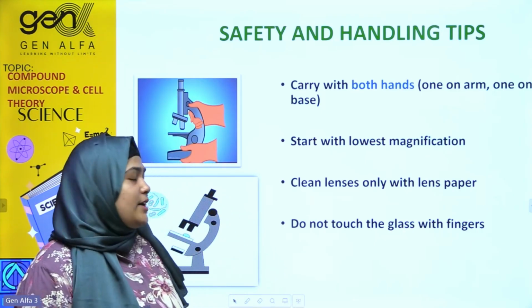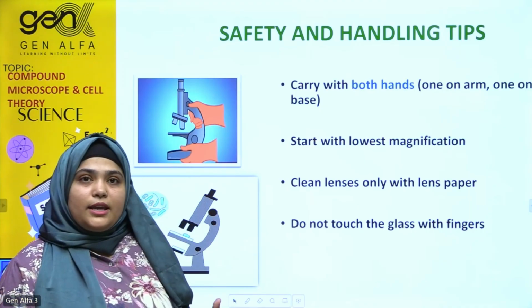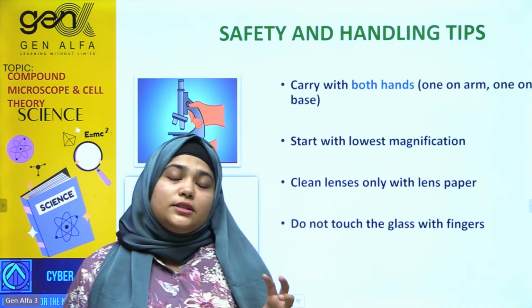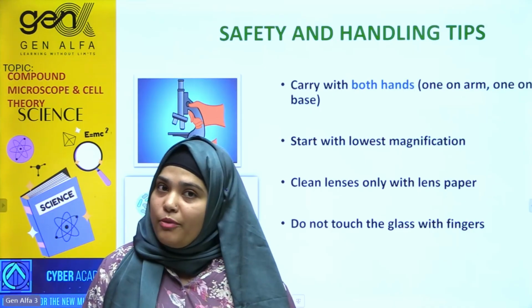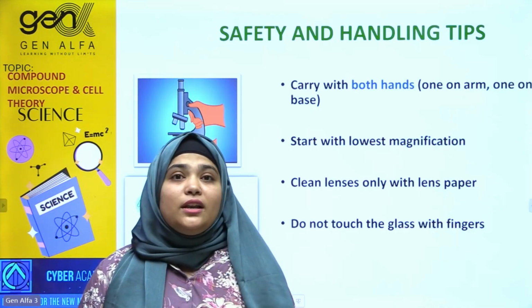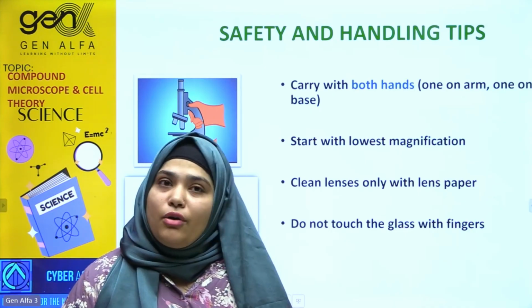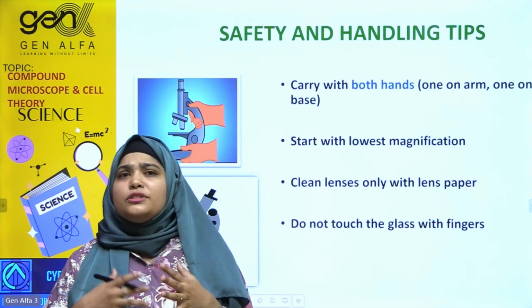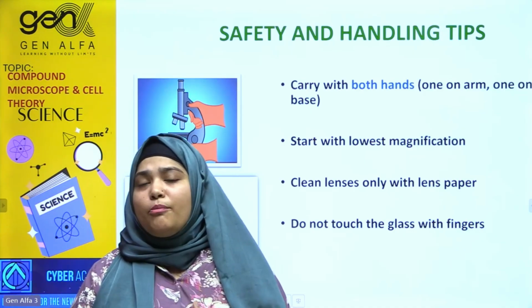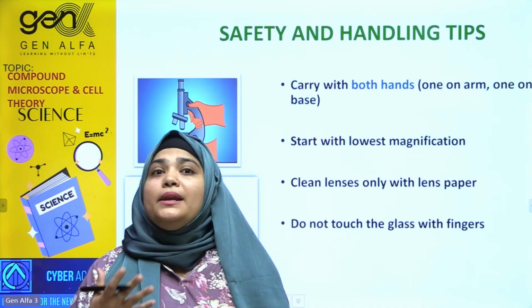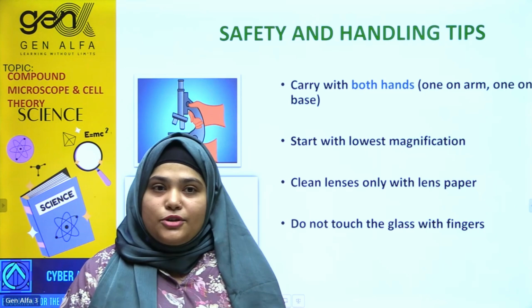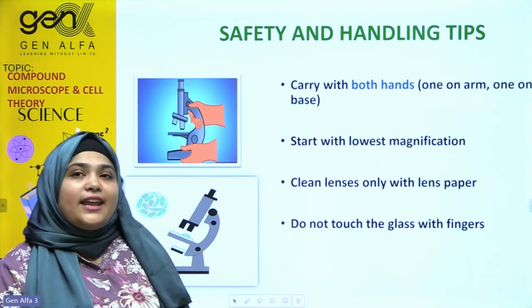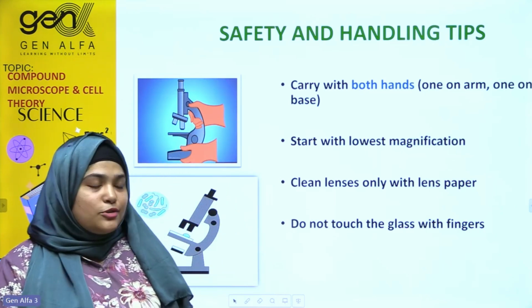Do not touch the glass with fingers. It is very important not to touch the glass of the microscope with fingers because it will leave a fingerprint on your lenses. So what will happen when you see a specimen under the microscope? It will give you a blurred image. So these are the safety and handling tips for microscopes.